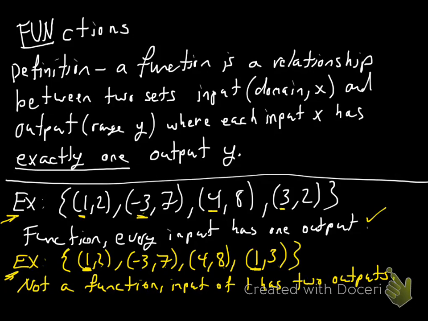The second one actually has a problem. You have 1 and 1 listed twice in the x coordinate, and so that's going to be a problem for us because when x is 1, we get two outputs. We get 2 and 3. So this is not a function because the input of 1 gives us two outputs.